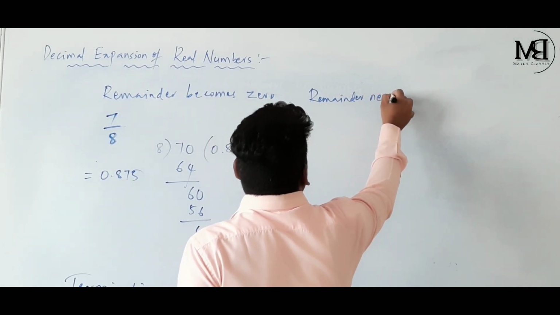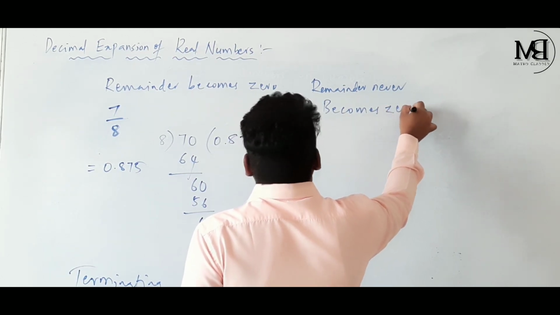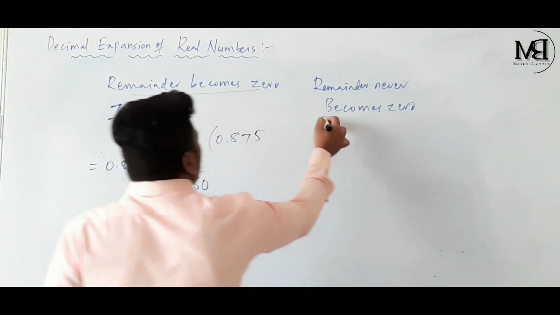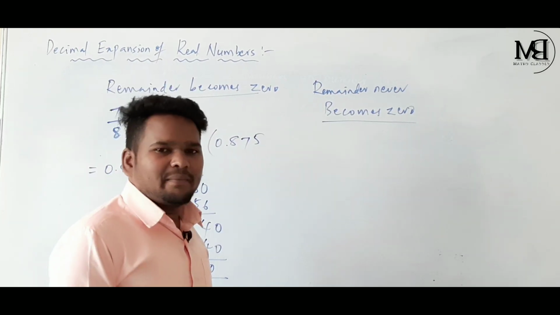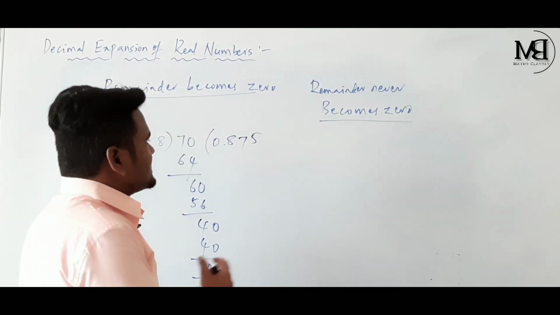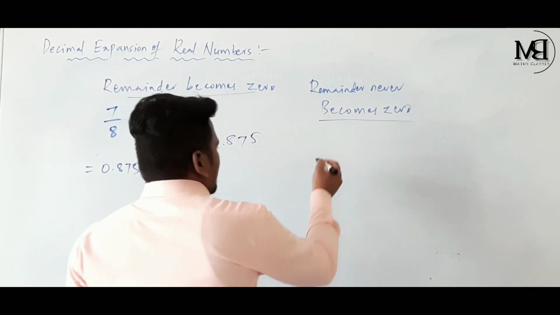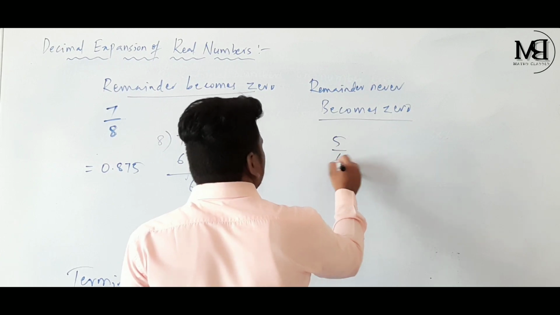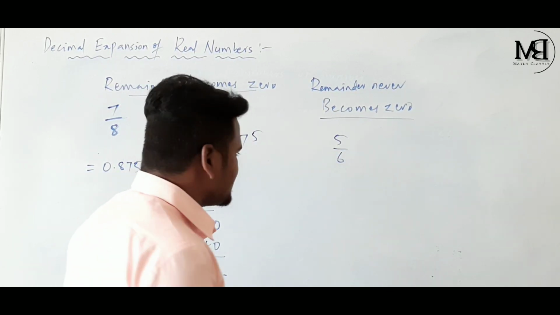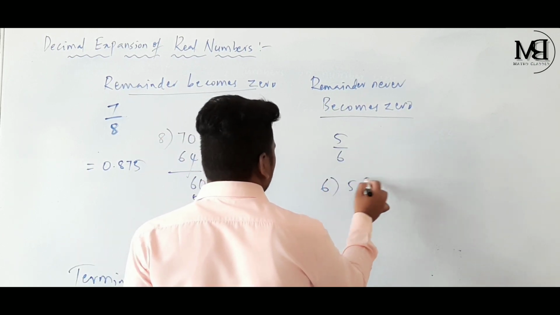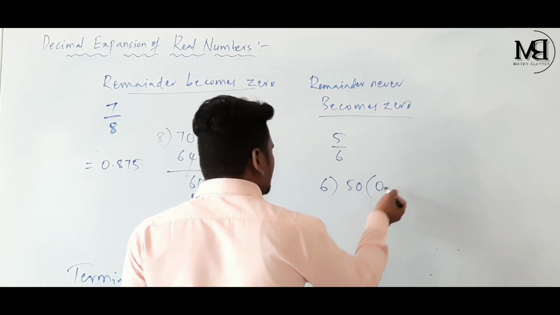These two cases are about the p by q form, that is, rational numbers. Here the remainder never becomes 0. Okay, let's take one example which will not give remainder 0. I am taking 5 by 6. Let's divide the numerator 5 by 6. 5 is not divisible by 6, so I have to take 0 point. Yes, I have taken 0 point.